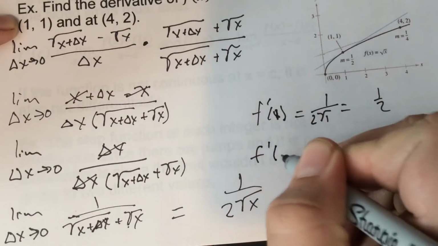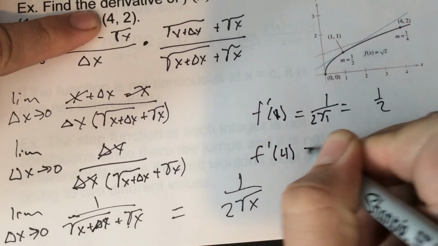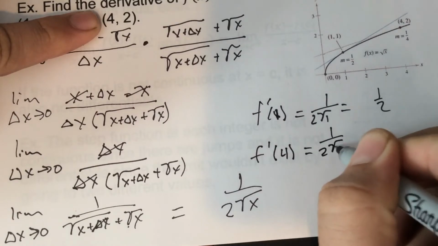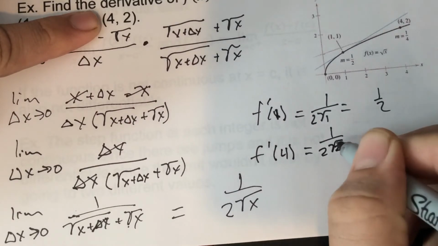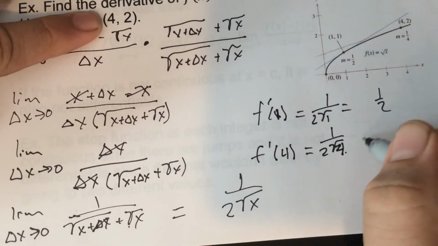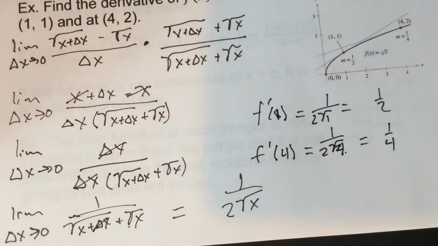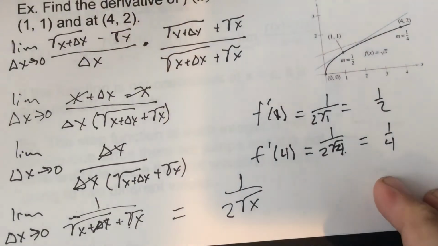If we did f prime then of the other one, of 4, we'd have 1 over 2 square root of 4, which square root of 4 is 2. 2 times 2 is 4, so we'd end up with 1/4. And that would be our slopes.